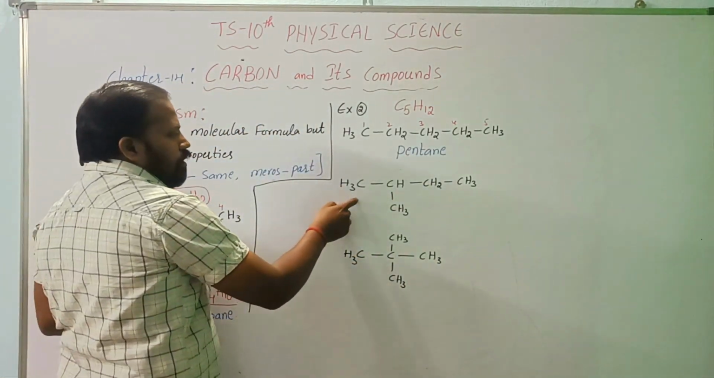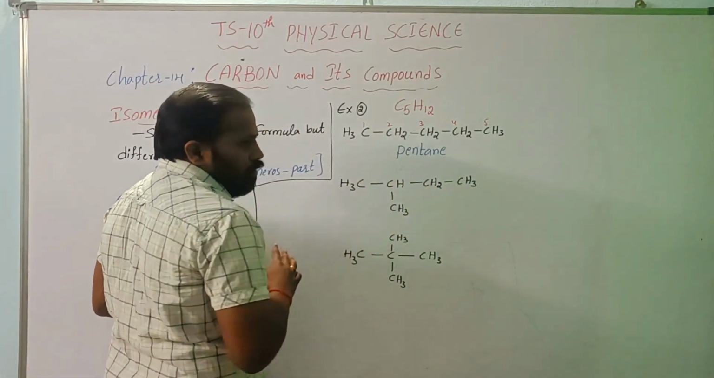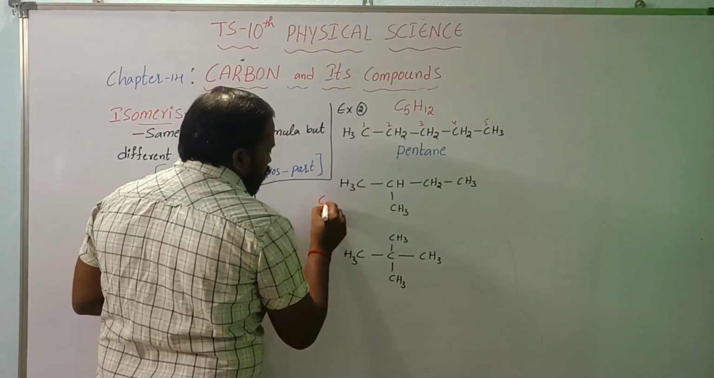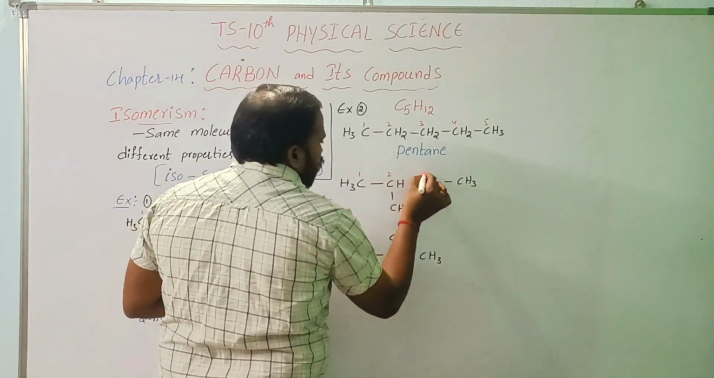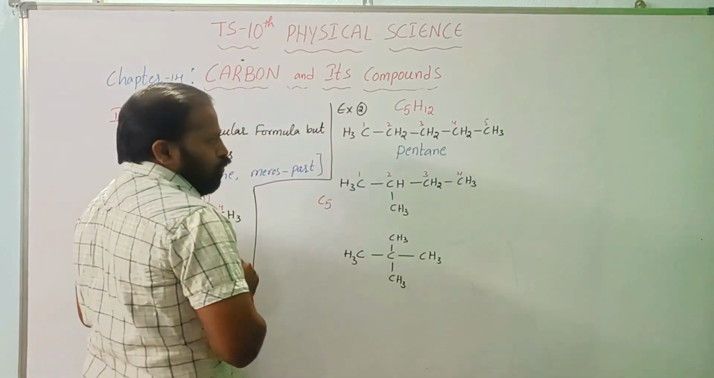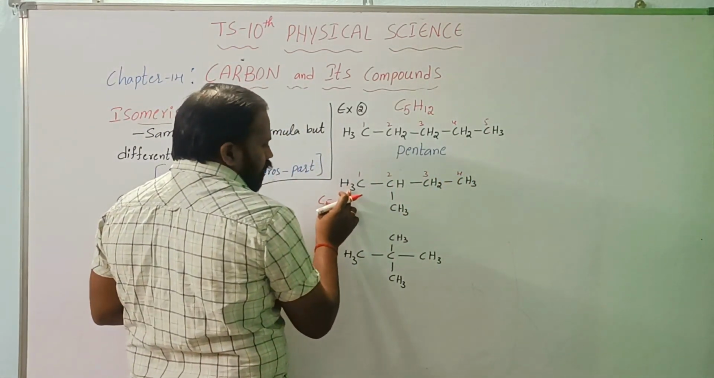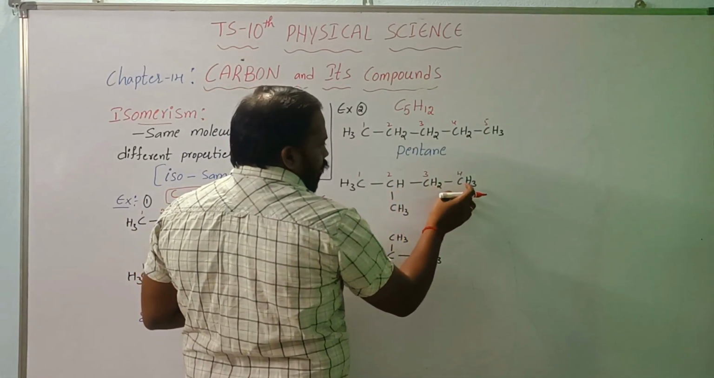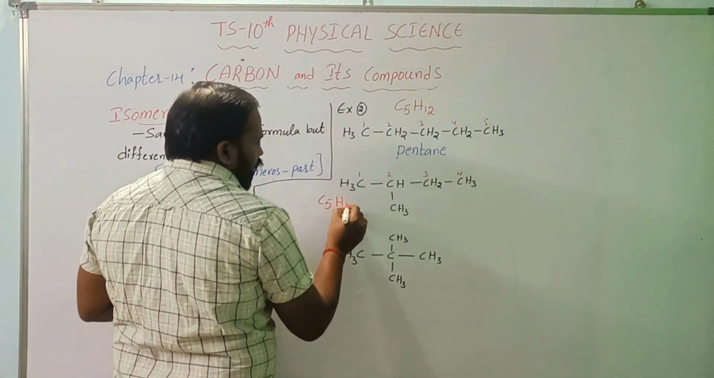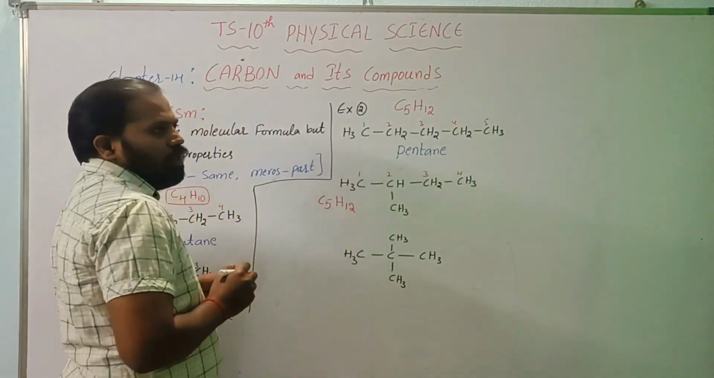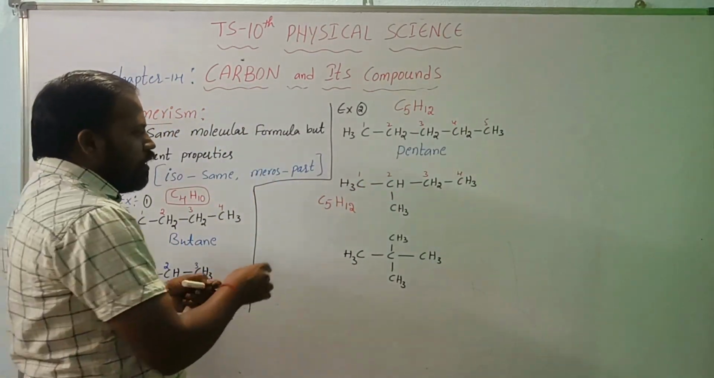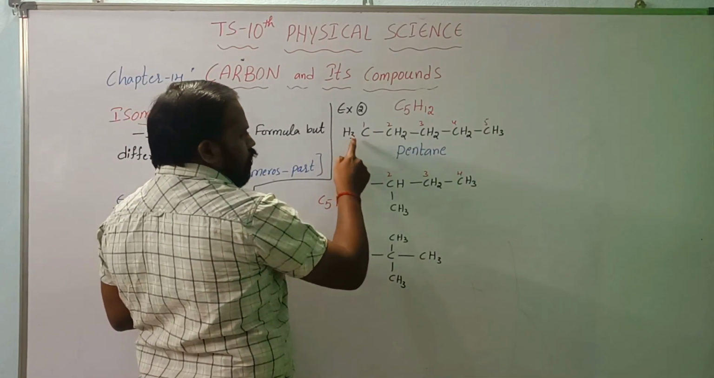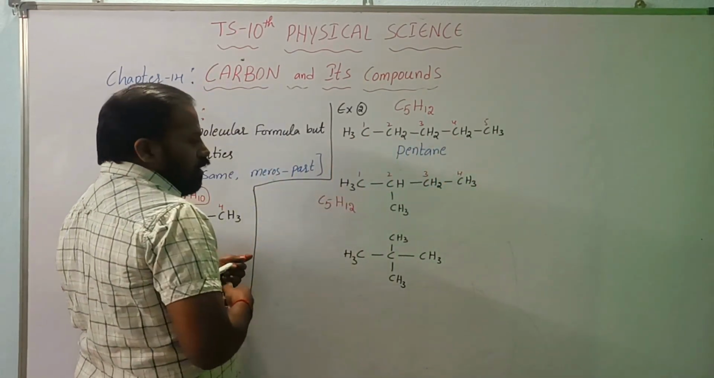Right. Check with this structure. Total number of carbons is 5. So C5. See, 1, 2, 3, 4, and this is 5. Number of hydrogens: 3 plus 3 is 6, plus 1 is 7, plus 2 is 9, plus 3 is 12. So C5H12. So this structure also has 5 carbons and 12 hydrogens. So both have the same molecular formula but differ in structure. One is a straight chain, the other is a branched chain.